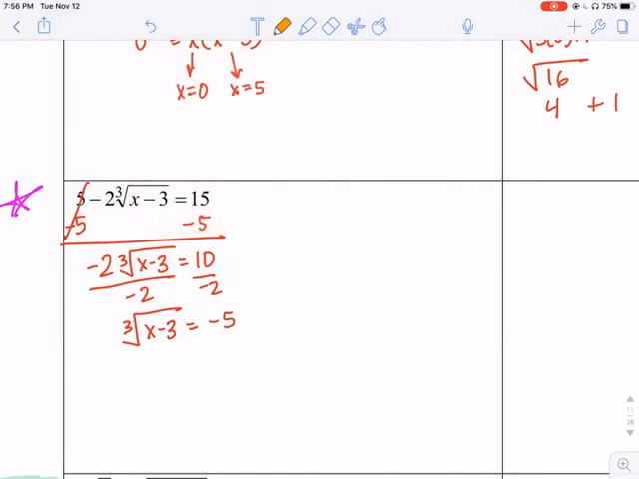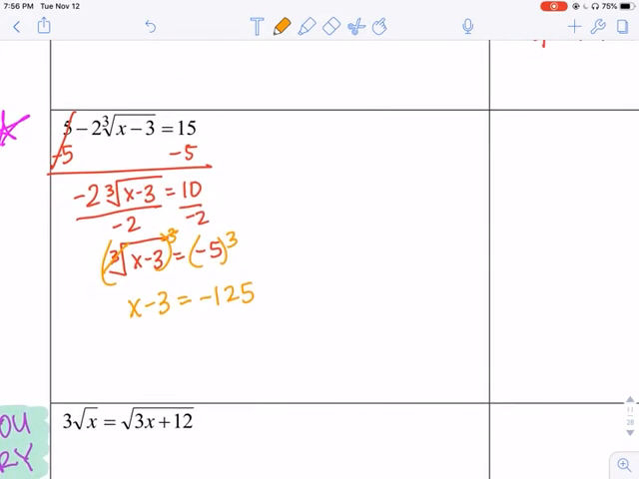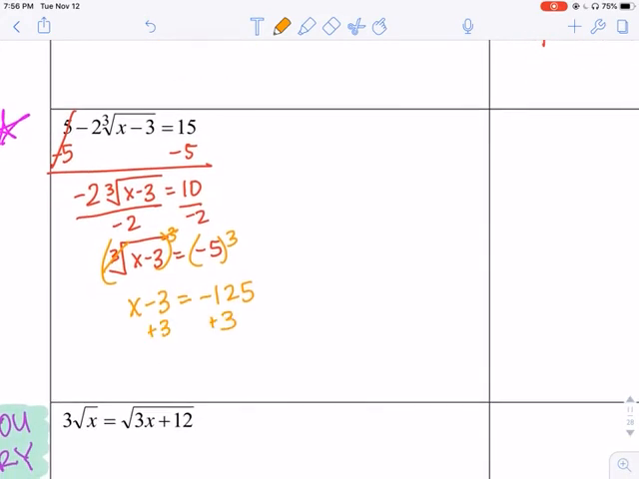I want to go ahead and take this to the power of 3. So I'm going to cube both sides in order to cancel a cube root. So I'm going to leave x minus 3 is equal to negative 125. I'm going to add 3 on both sides. I get x is equal to negative 122.